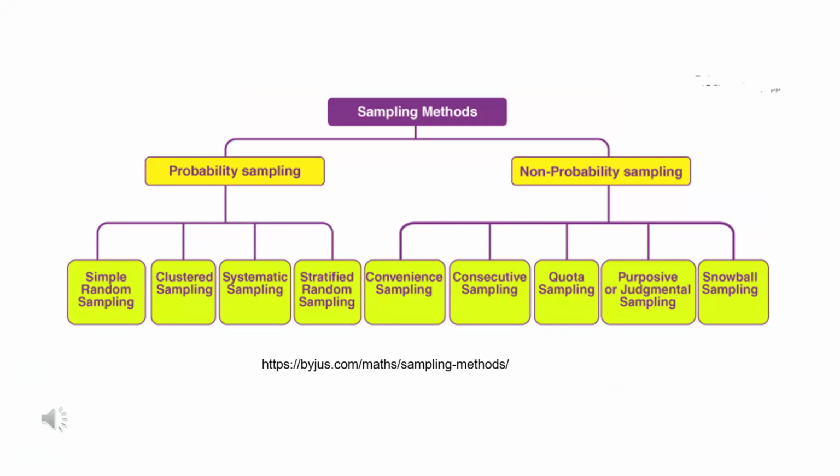Under probability, we have simple random sampling, clustered sampling, systematic sampling, and stratified random sampling. Under non-probability, we have convenience sampling, consecutive sampling, quota sampling, purposive or judgmental sampling, and snowball sampling.